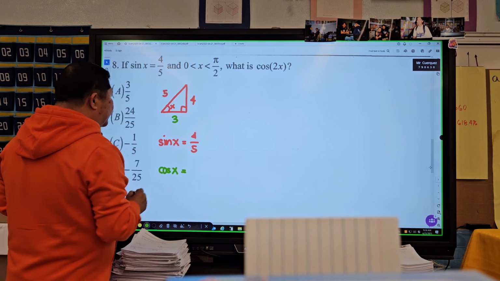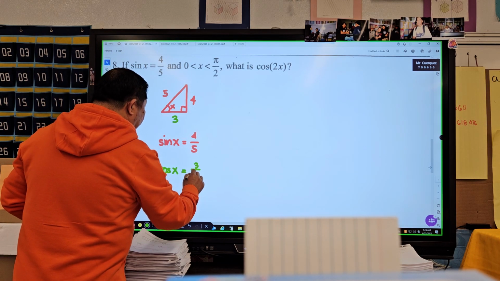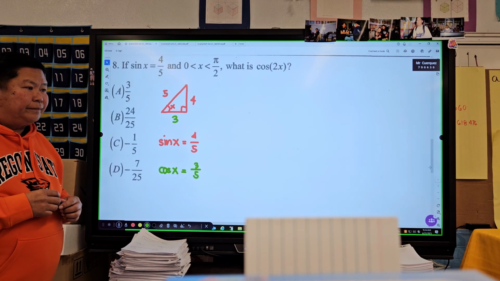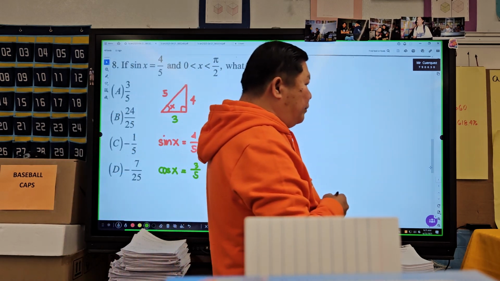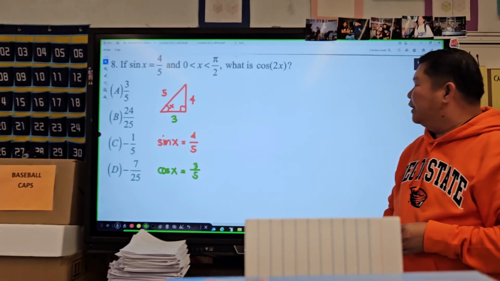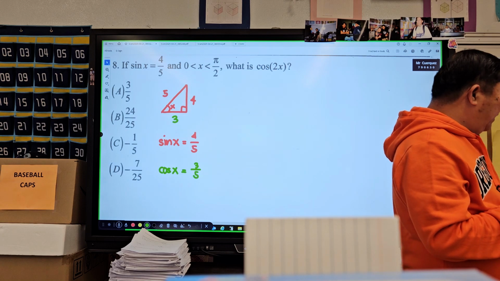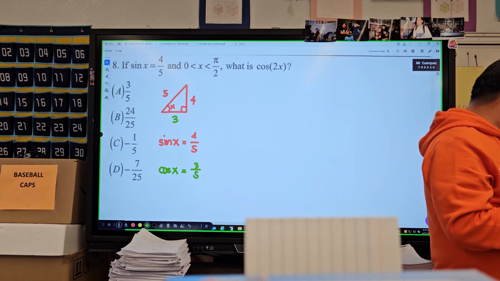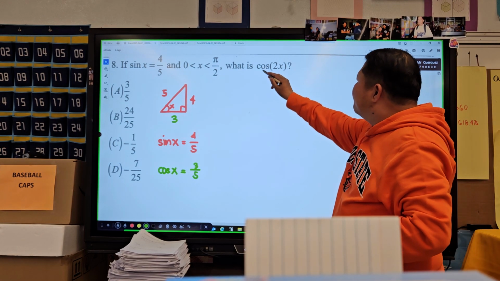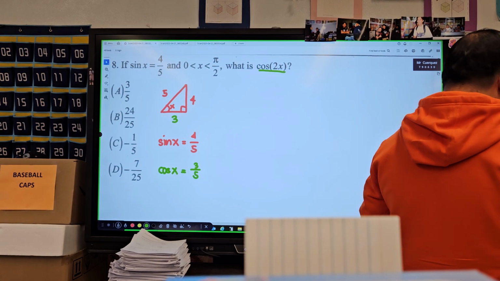So if we do cosine x is equal to the adjacent side, what's the adjacent side? 3, and the hypotenuse is 5. Take note of this. Before we continue, any question? And we all know that cosine is 3 over 5. Now, remember it says cosine 2x. What do you mean by that?